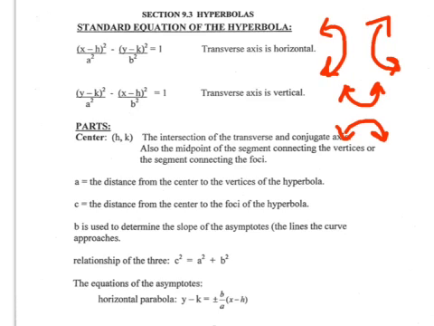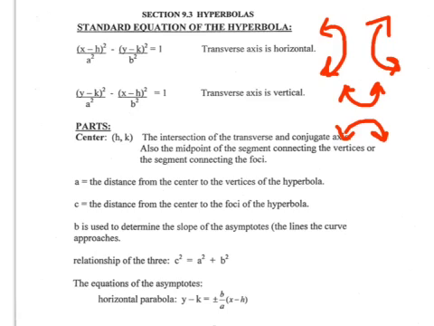Another key difference is that the a term is always underneath the first fraction. And this lets you know how far away your vertices are from your center. In an ellipse, the a is always the bigger number. That's not true for a hyperbola. For a hyperbola, the a is always first, so it might not necessarily be the biggest number.